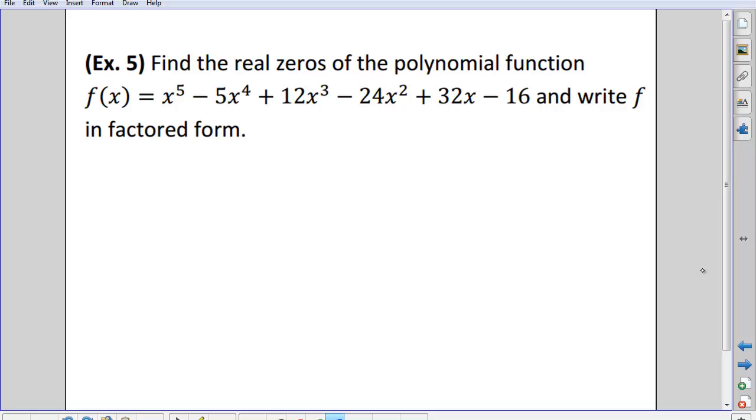We're going to go on to example 5. Find the zeros of this function and write it in factored form. So basically the same thing we just did.